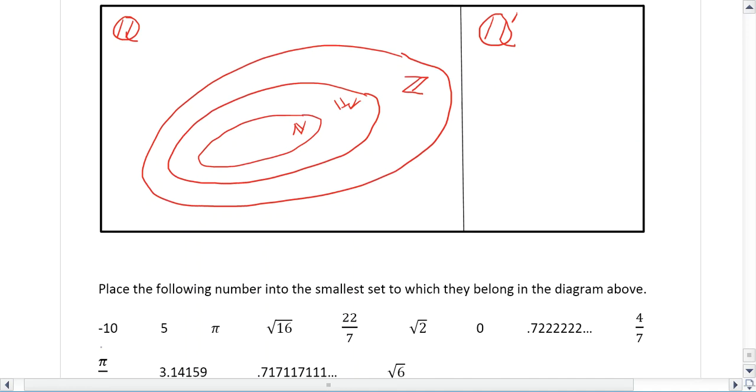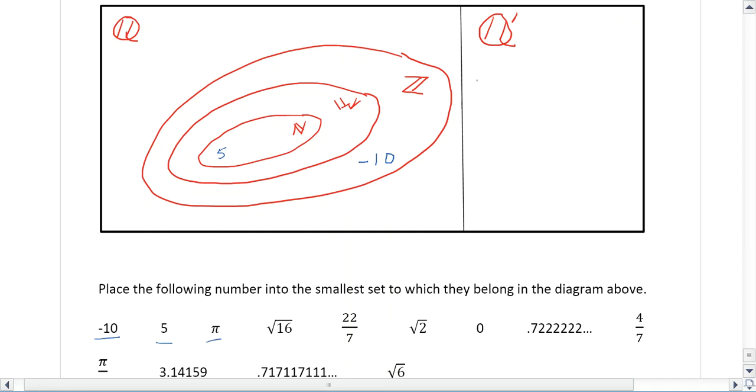Let's just go through these one at a time. First, -10. -10 is definitely rational, but even smaller than that, it does belong in the set of integers. And it can't go smaller because whole numbers don't contain negatives. Next example is 5. This can come all the way down to the natural numbers.